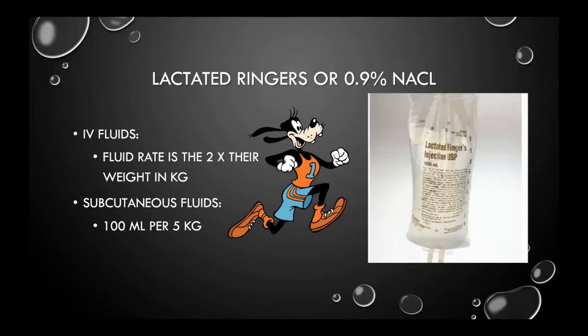The fluid rate is at least twice their weight in kilograms. If you're doing a rate on it, sometimes if they're really dehydrated, I'll run them at 3 or 4 times their weight a little while, and then I'll back off. If you're doing subcutaneous fluids, it's 100 mL per 5 kilograms, and you probably want to do that at least every day, or sometimes twice if needed. And then plasma. If you have access to plasma and the dogs are really sick, it's 5 to 10 mL per kilogram. It isn't readily available. We have some in a freezer, but again, not everybody has that.